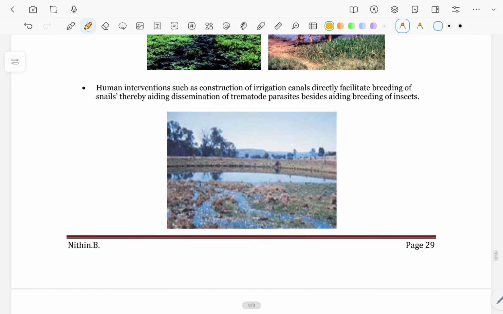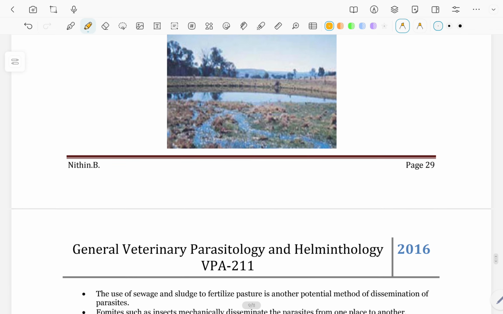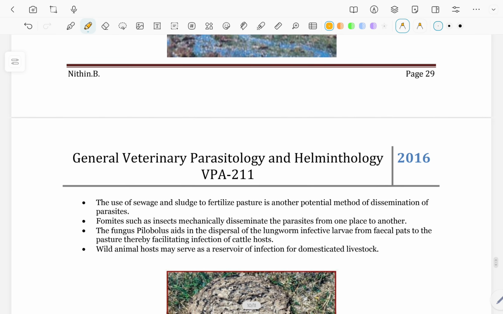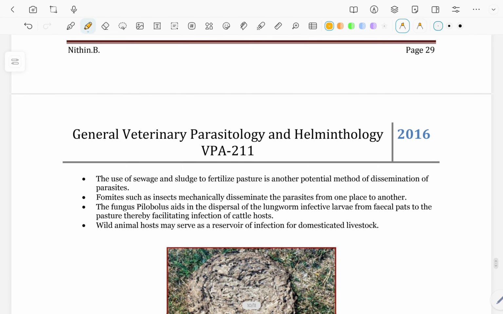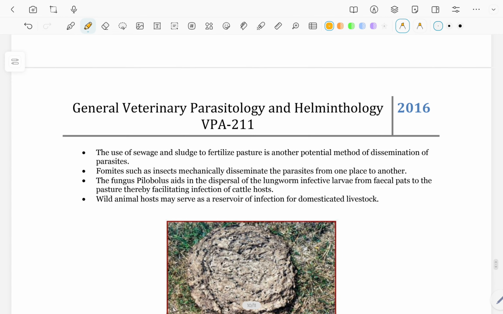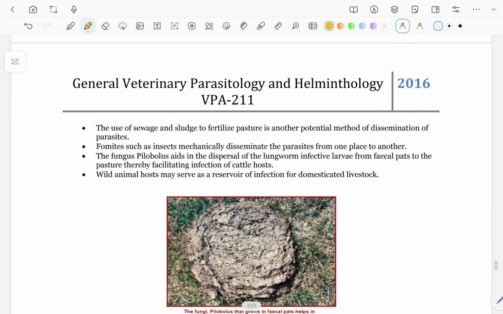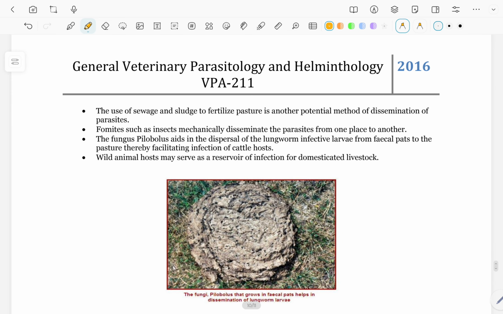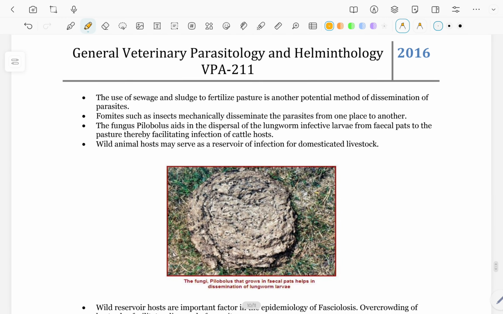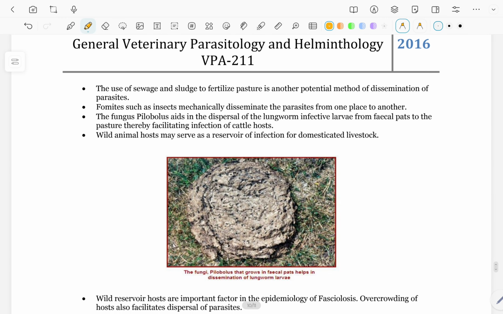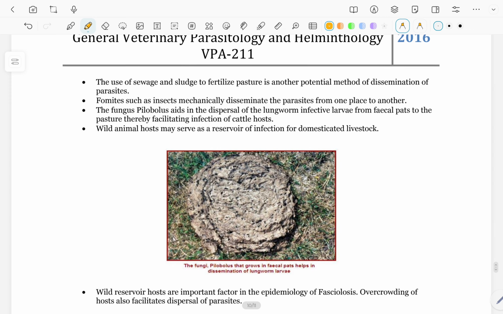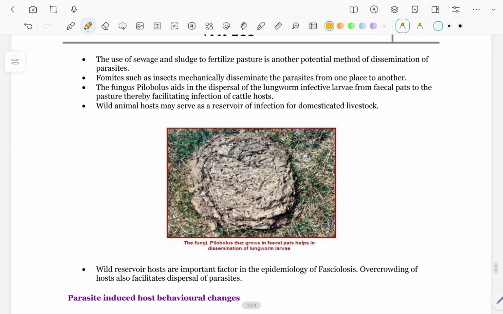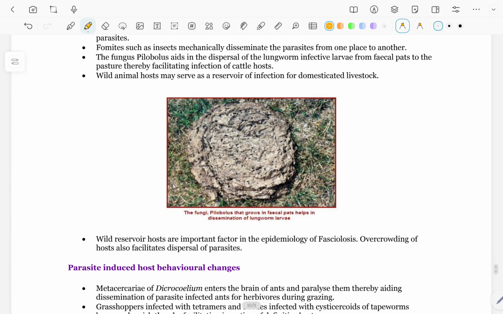Besides aiding breeding of insects, the use of sewage and sludge to fertilize pasture is another potential method of dissemination of parasites. Fomites such as insects mechanically disseminate the parasite from one place to another. The fungus Pilobolus aids in the dispersal of lungworm infective larvae from the fecal pat to the pasture, thereby facilitating infection of cattle hosts, while animal hosts may serve as a reservoir of infection for domesticated livestock.